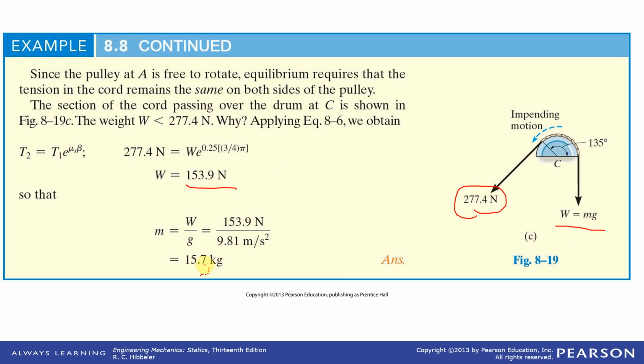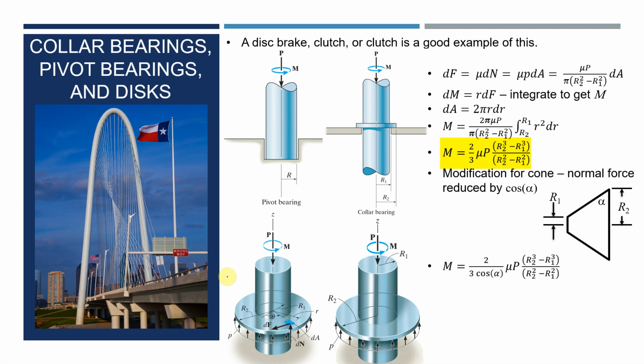153.9 newtons, 15.7 kilograms. So 500 newtons can lift 15 kilograms because of friction. You can't get more than that.